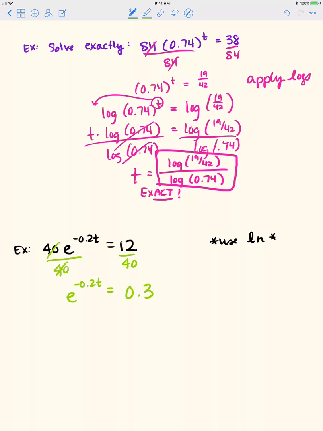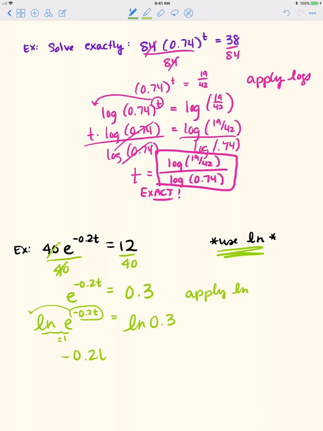And now I have my e to my power, so I'm going to apply the natural log to both sides. So I'll do the natural log of e to the negative 0.2t equals the natural log of 0.3. You would not want to use a common logarithm here because of the base of e. You would want to use the natural logarithm. And the natural log of e, if you remember, that's going to be 1. Or if you want to think about it, the exponent comes down times the natural log of e, which again is still just 1. So we're left with negative 0.2t on the left equals the natural log of 3/10 on the right.